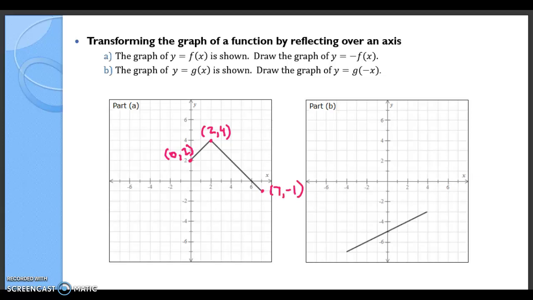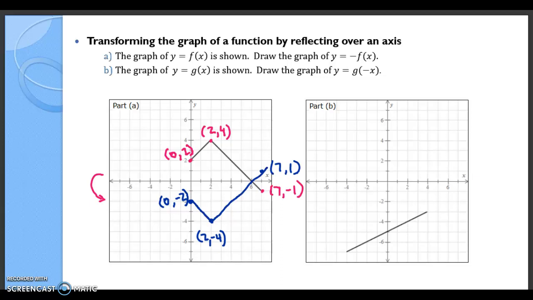Now I want to make this whole graph negative f of x. So I want to reflect it over this x-axis. All of my outputs are going to become negative. So 0, 2 becomes 0, negative 2. So I've made my output negative. 2, 4 is going to become 2, negative 4. 7, negative 1 is going to become 7, positive 1, because a negative times a negative is positive. So I end up with something like this.